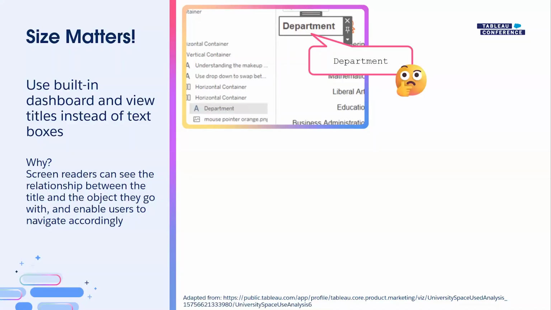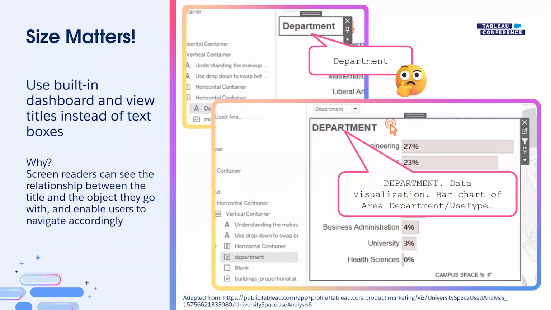Compare it to what happens when you use the worksheet title. Then the screen reader reads the title, department, and it also sees that it is structurally related to the chart. And it goes on to read the chart for the consumer. So data visualization, bar chart of blah, blah, blah. So structural elements in Tableau convey information, structure, and relationships as recommended by WCAG.